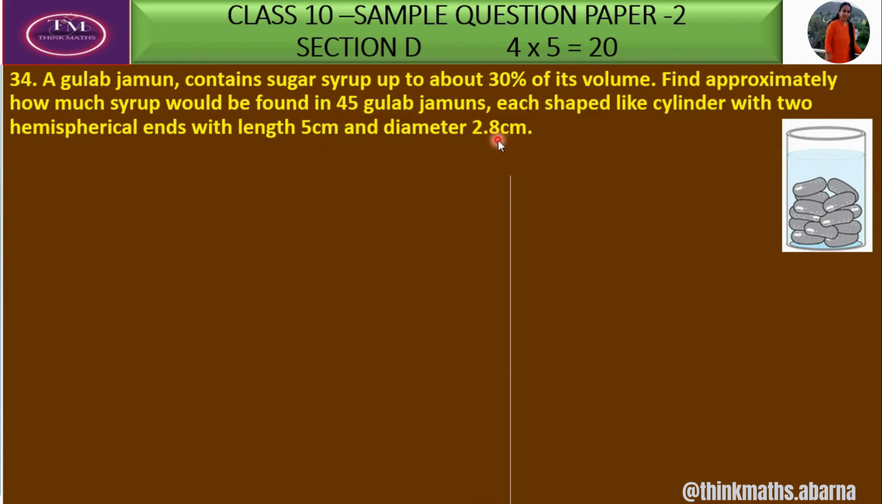So we have to find out how much syrup is found in 45 gulab jamuns. For that we have to find out the volume of 45 gulab jamuns. To find the volume of 45 gulab jamuns, first we have to find out the volume of one gulab jamun. Next, if you multiply by 45, you will get the volume of 45 gulab jamuns. It is given that 30 percent of it is the syrup. So if you multiply the volume of 45 gulab jamuns with 30 percent, we will get the volume of syrup in it.